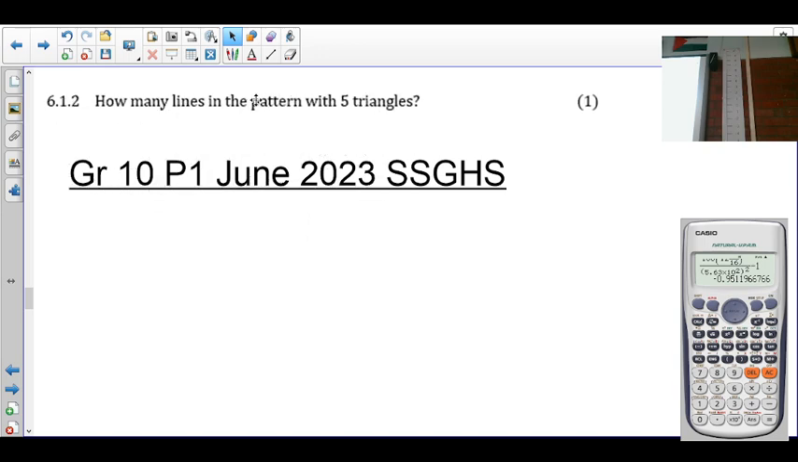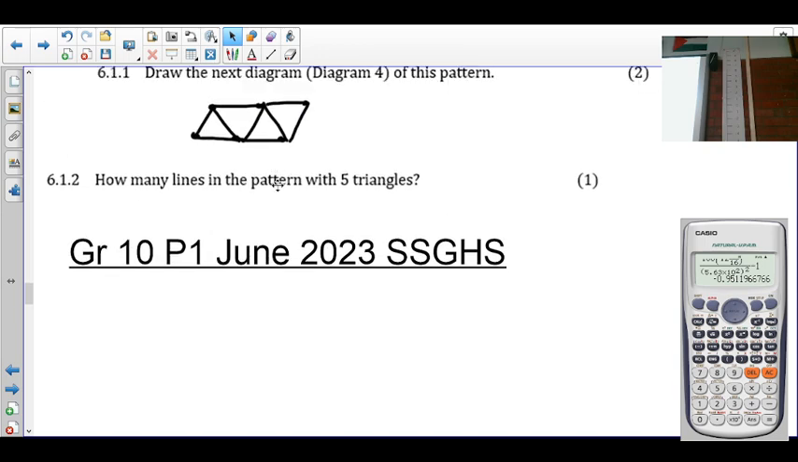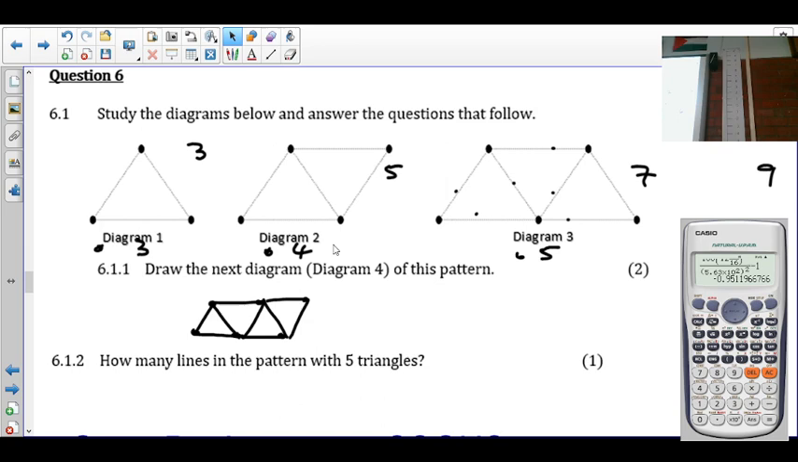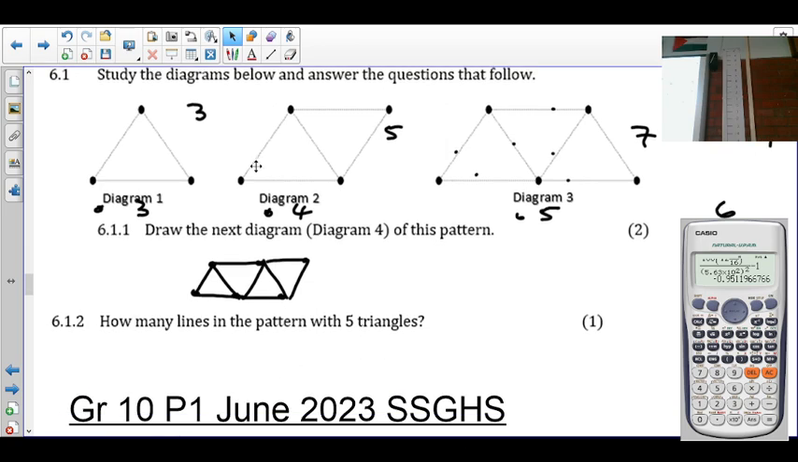How many, or they call it lines. How many lines in the pattern with 5 triangles? Okay, so they're referring to, that phrase is not right, that question is not right, no? But anyway, they're referring to the sticks, what we call sticks, it's the lines here.